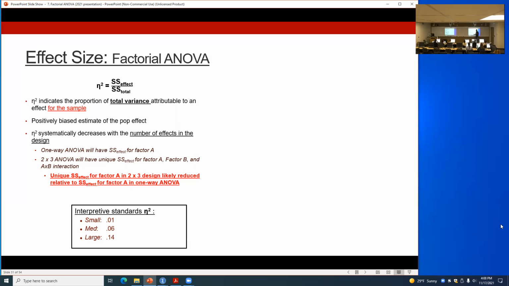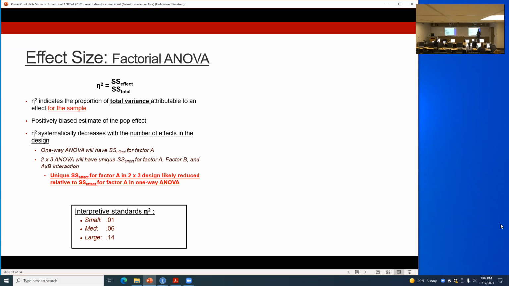And so what ends up happening is it makes it hard to start comparing this eta squared statistic across designs, right? So even though we can calculate eta squared for our factorial designs, the concern is that this is an effect size. If I'm in a factorial design, I'm expecting my eta squared to be systematically smaller than if I'm looking at one-way designs. And so there's some concerns about how I go through and use that. So same interpretive standards for small, medium, large as before. Same interpretation for eta squared as before.